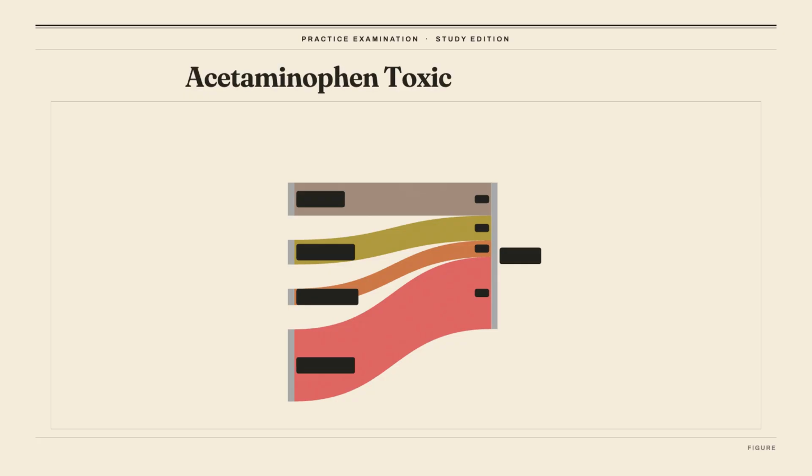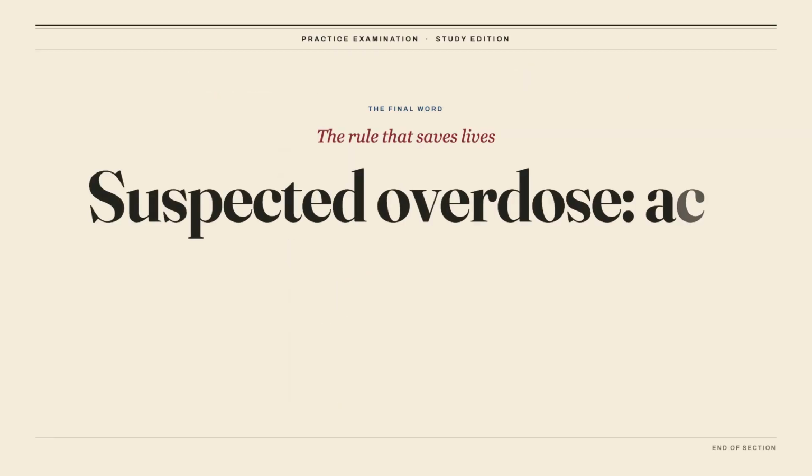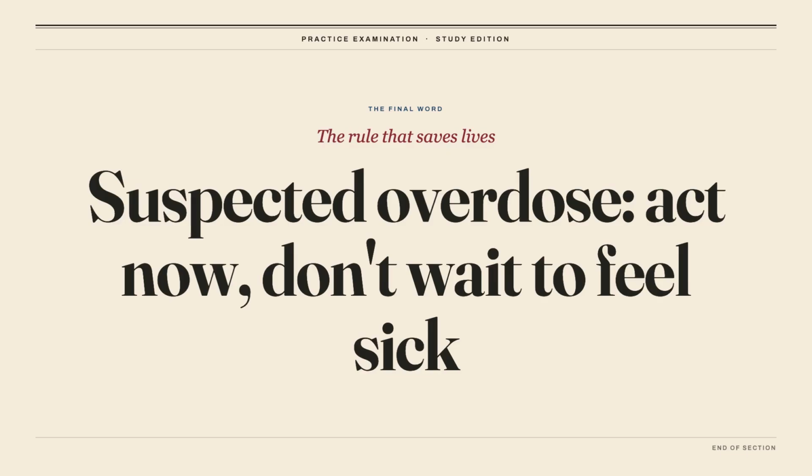Beyond the daily maximum, a single ingestion of 150 milligrams per kilogram, roughly 7.5 to 10 grams in an adult, is potentially toxic to the liver and warrants evaluation, with even lower ceilings for at-risk patients. The single most important teaching point: seek emergency care the moment overdose is suspected without waiting for symptoms, because by the time acetaminophen makes you feel sick, the antidote's best window may already be closing.